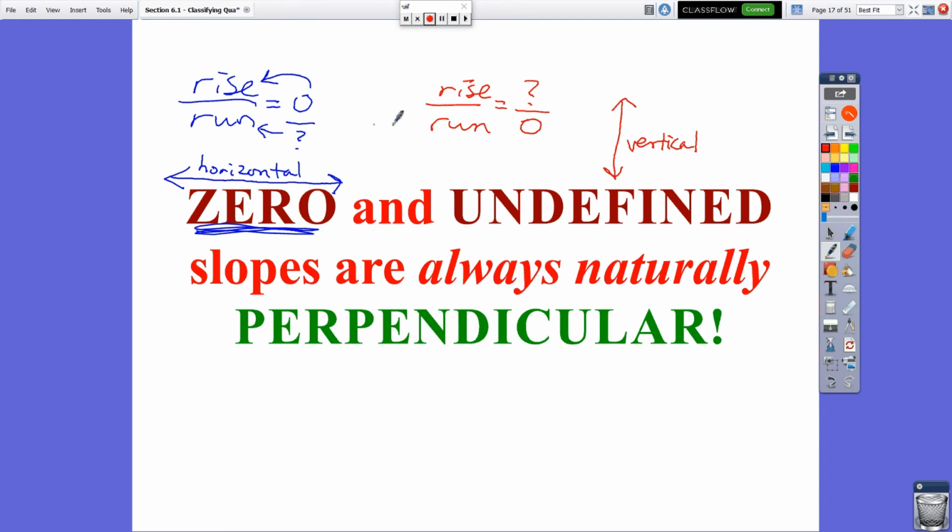And horizontal and vertical lines are naturally perpendicular to each other. And again, what do perpendicular lines create? They create 90-degree angles. Do we have any quadrilaterals this chapter that have 90-degree angles in them? Absolutely, like squares and rectangles. And even some other shapes besides squares and rectangles could have 90-degree angles in them.